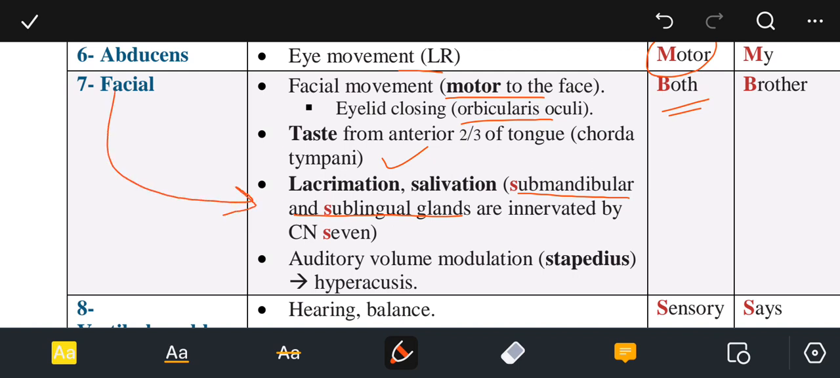We'll talk about the glossopharyngeal nerve later on. I guess it was glossopharyngeal. Okay, but we'll see about the parotid gland innervation later on. But for right now, you must remember that the facial nerve is causing the submandibular and sublingual glands to increase their secretions. Then auditory volume modulation by acting on the stapedius muscle. If the nerve to stapedius is damaged, or if the facial nerve as a whole is damaged, the person will develop hyperacusis, because normally the facial nerve decreases the intensity of sound coming to our ears by stimulating the stapedius muscle.